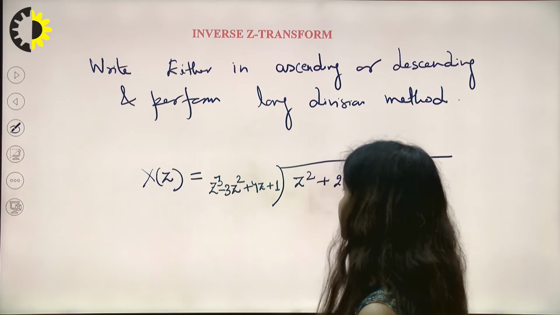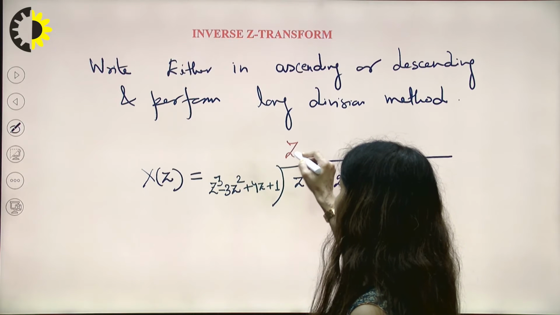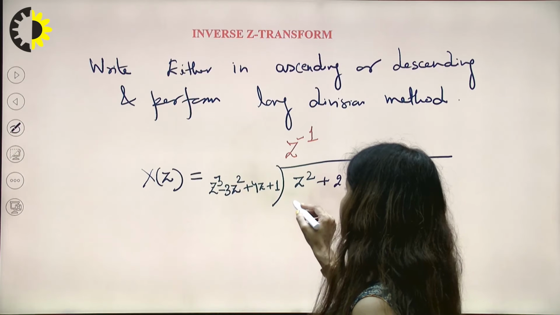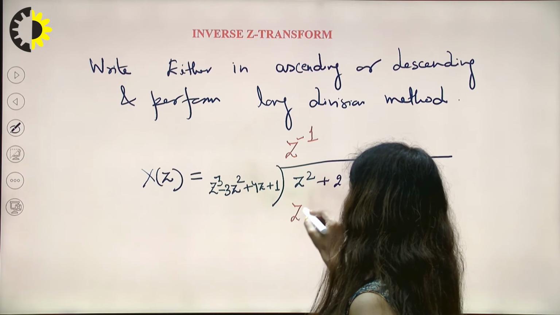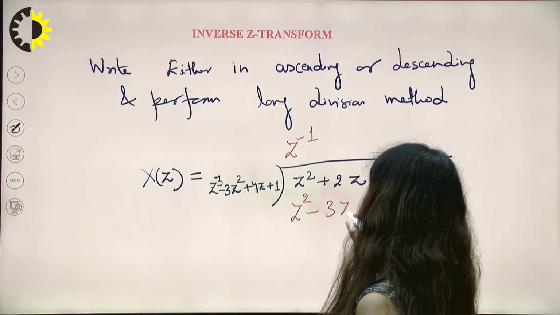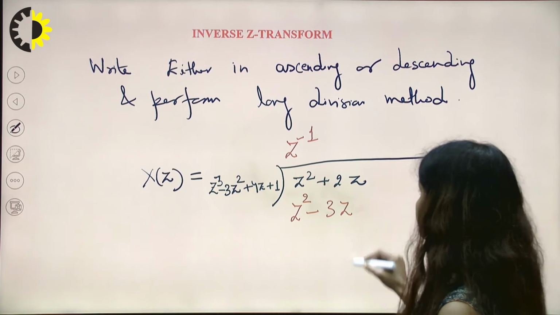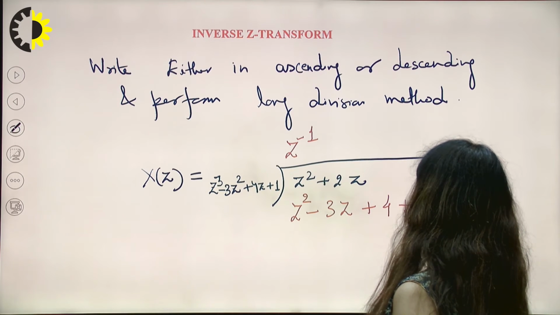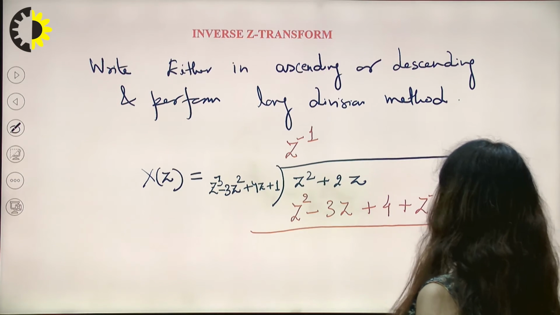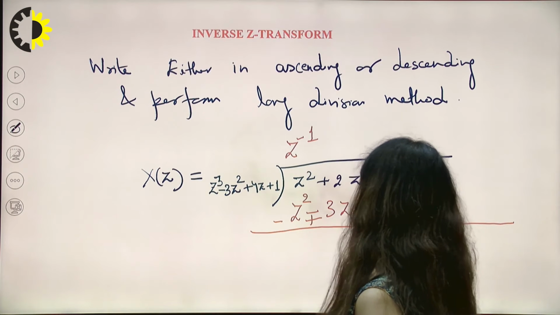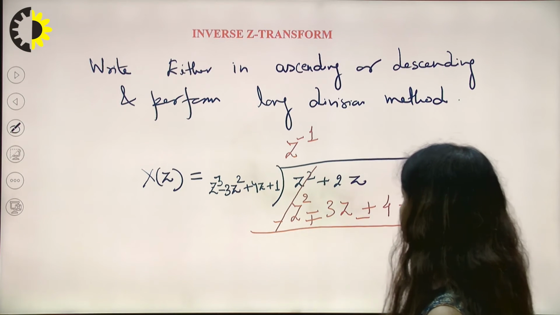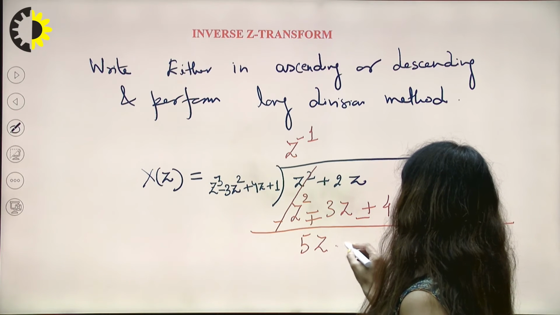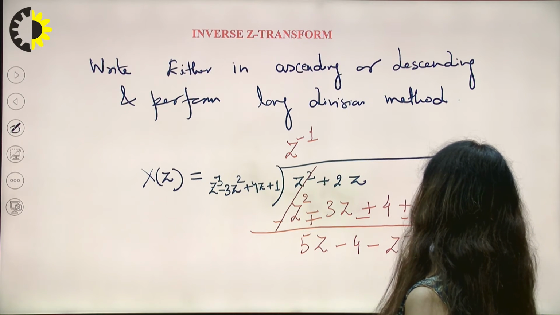So here this is z raised to the power 3. I will just multiply it by z raised to the power minus 1, and I will perform this as z raised to the power 2 minus 3z, plus 4 plus z inverse. Okay. Like this, minus plus minus. So this term will be cancelled out. I will have this 5z, so this is minus 4 minus z inverse.